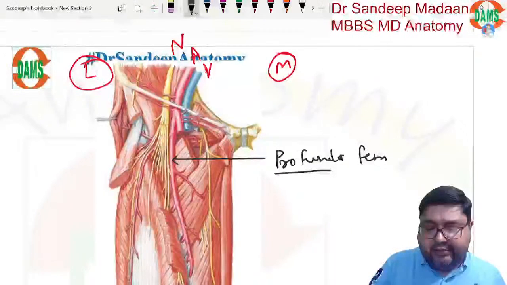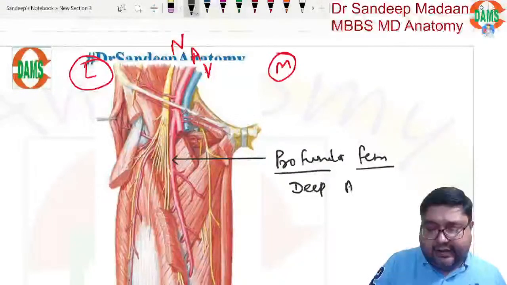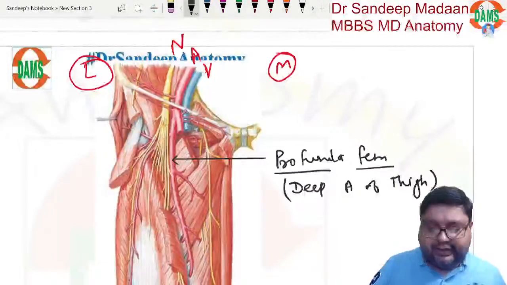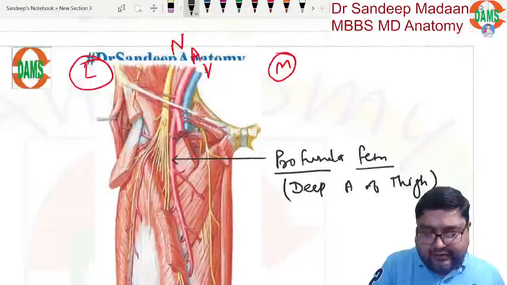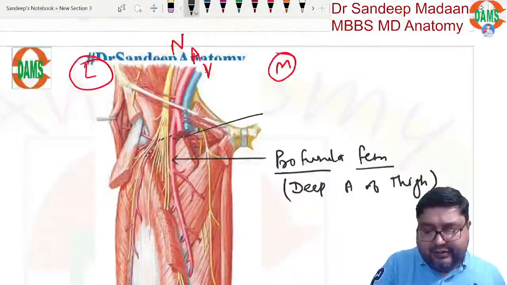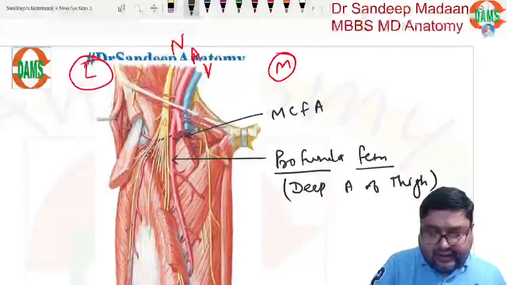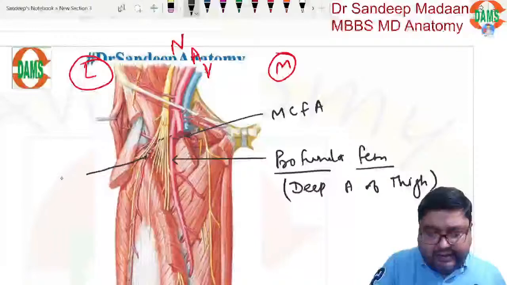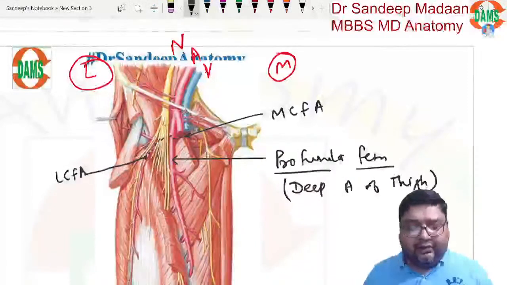Profunda means deep, femoris means thigh. It can also be called the deep artery of thigh. This profunda femoris will give one branch in the medial aspect and one branch in the lateral aspect. The branch in the medial aspect will be the medial circumflex femoral artery, and the lateral aspect branch will be the lateral circumflex femoral artery. What is the significance?